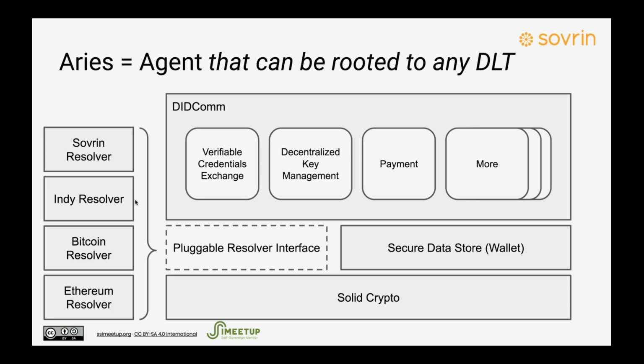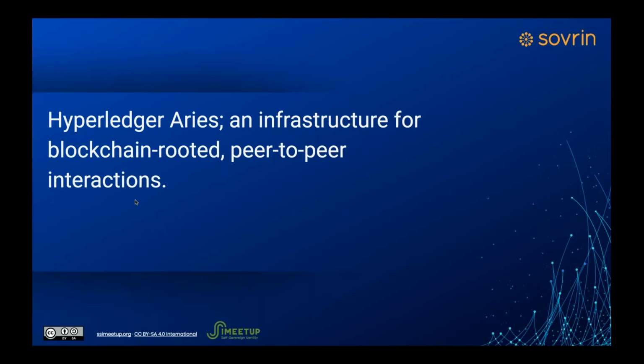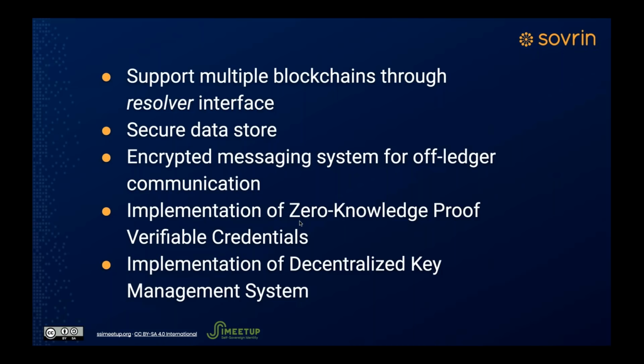So the whole idea behind Hyperledger Aries is that it's infrastructure for peer-to-peer interactions. It uses blockchains as a tool to facilitate those interactions, and it uses them when it's necessary, and it doesn't use them when it's not necessary. It supports more than one blockchain through the resolver interface layer.